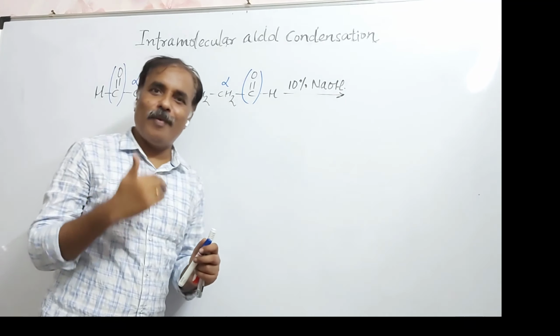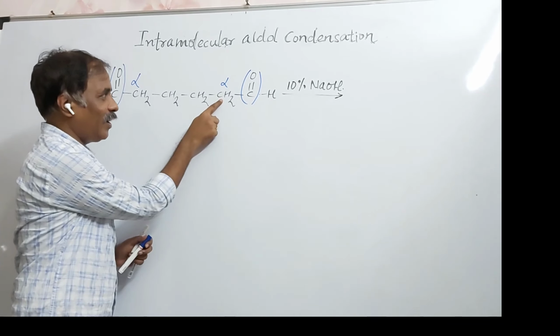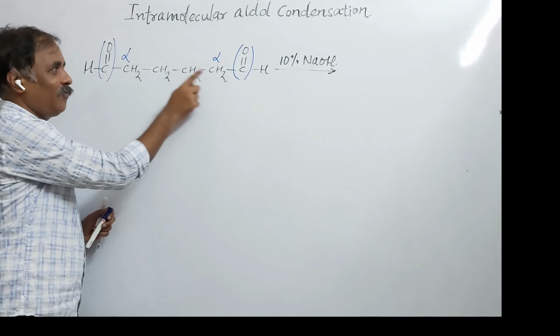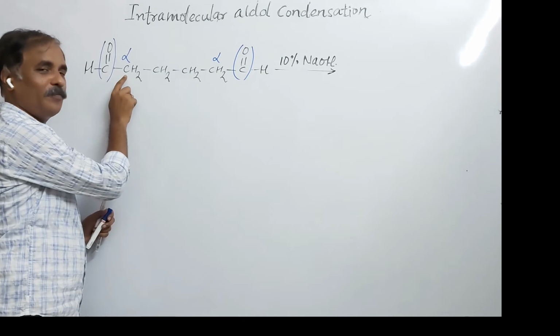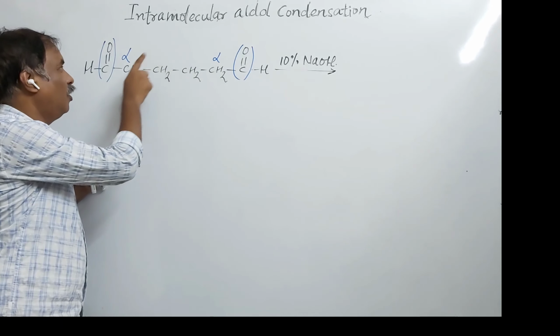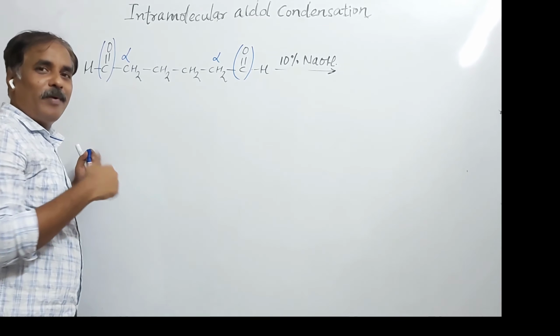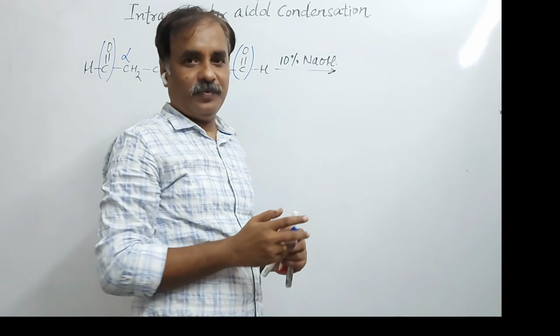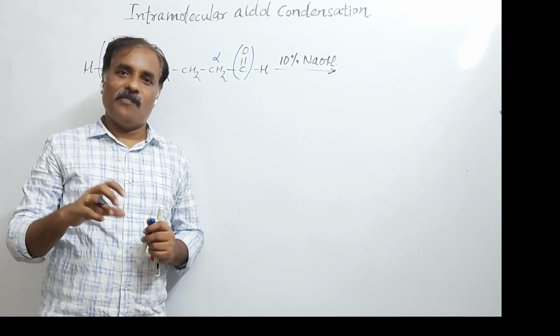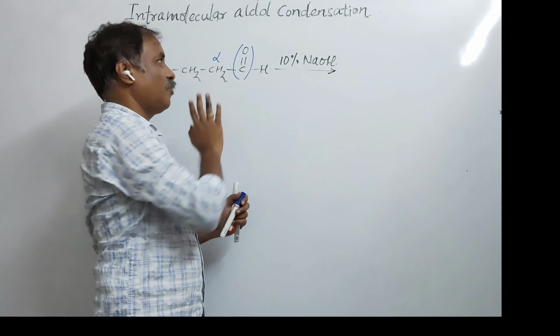The formation of carbanion can take place either from this alpha carbon or this alpha carbon. Both are the same, identical, isn't it? So the carbanion will form from any one of these carbons, either this alpha carbon or this alpha carbon. A carbon with a negative charge is said to be a carbanion. The condition is that alpha hydrogens are required. Here alpha hydrogens are present.